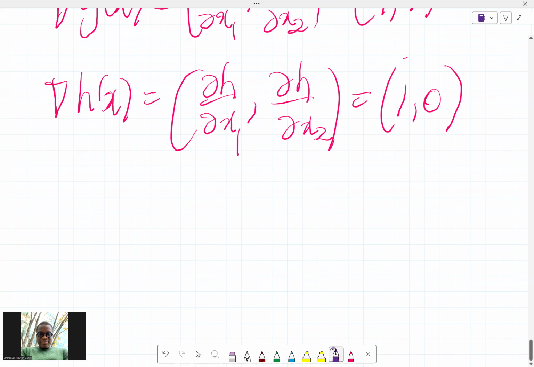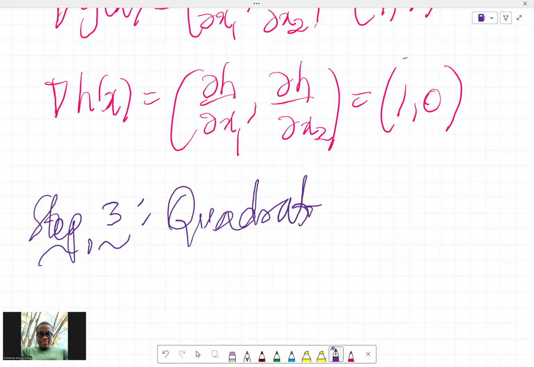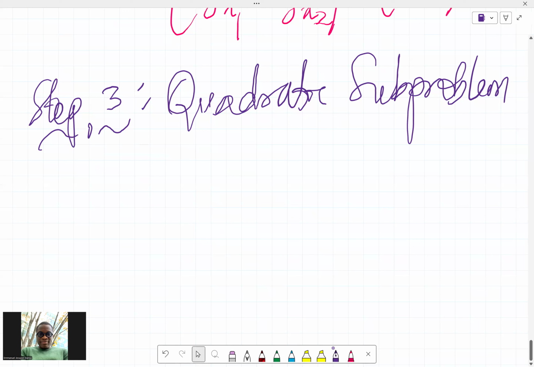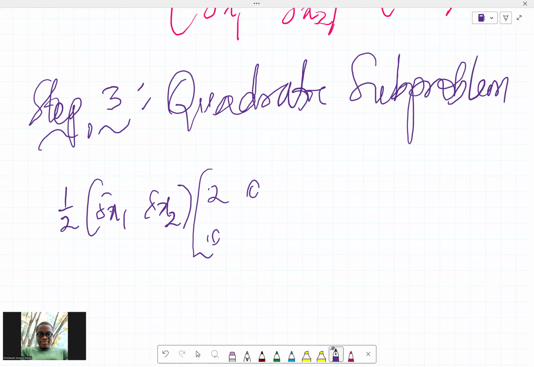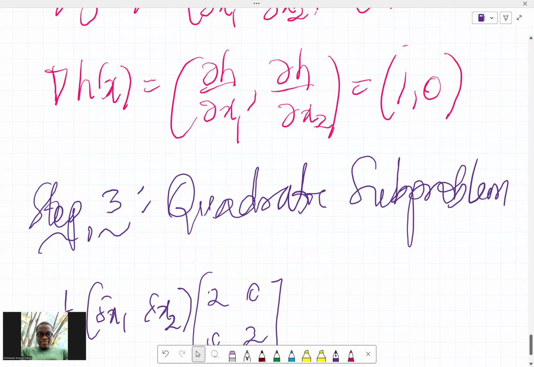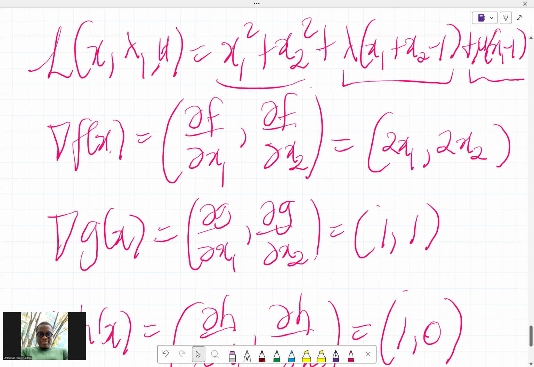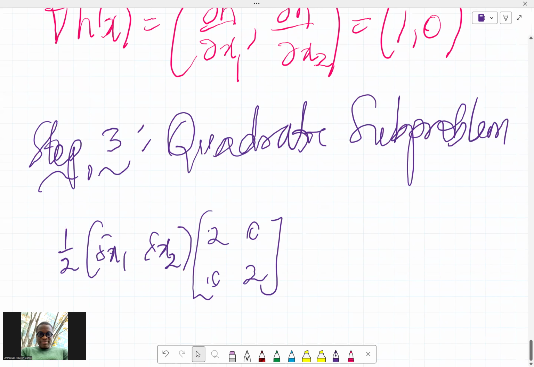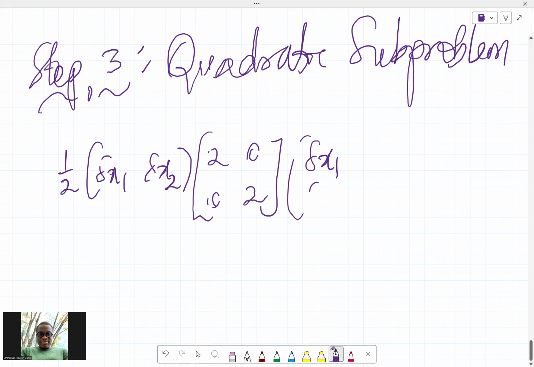And with that in place, we go for step 3, which is where we have this quadratic subproblem. The quadratic subproblem now is going to be half of delta x1, delta x2 into the matrix 2 0 0 2. That's talking about this 2x1, 2x2, and that is multiplied by delta x1, delta x2. That's the transpose of the gradient evaluated at those two points.